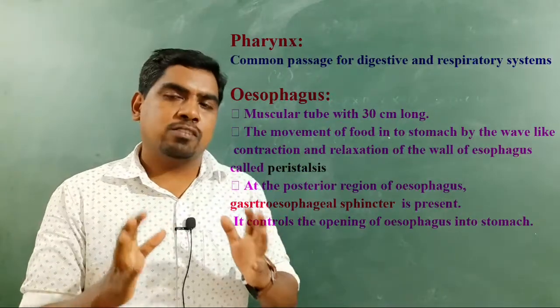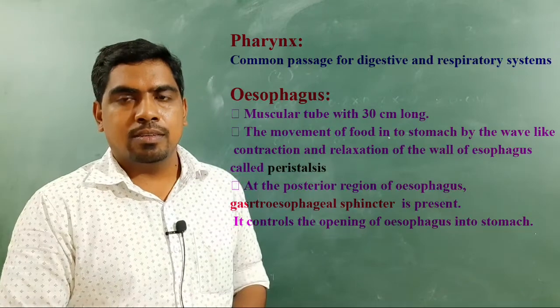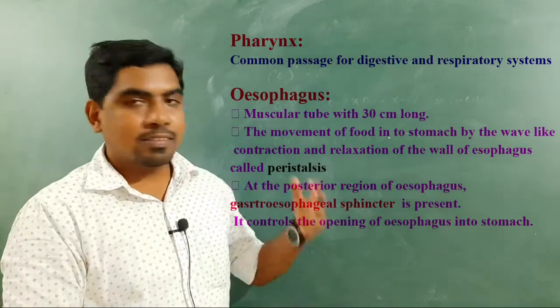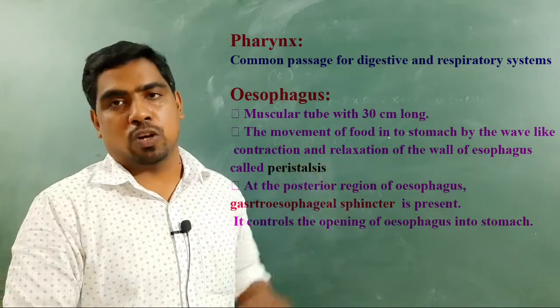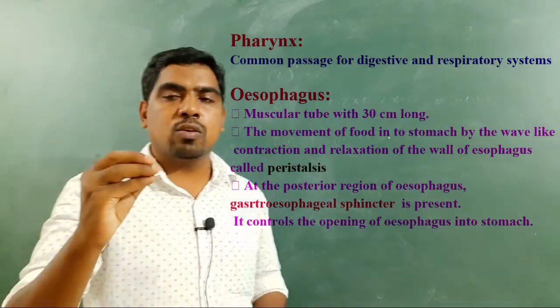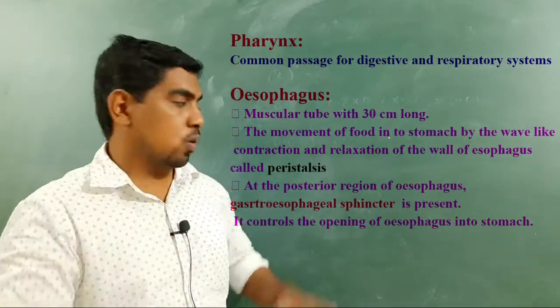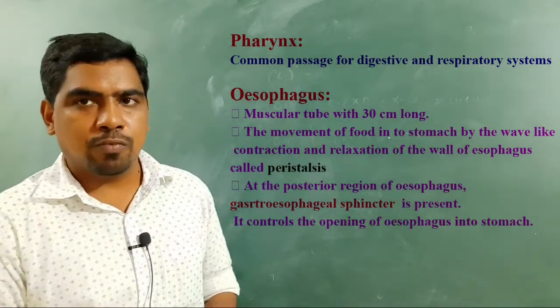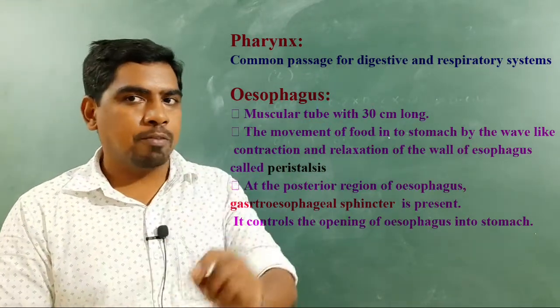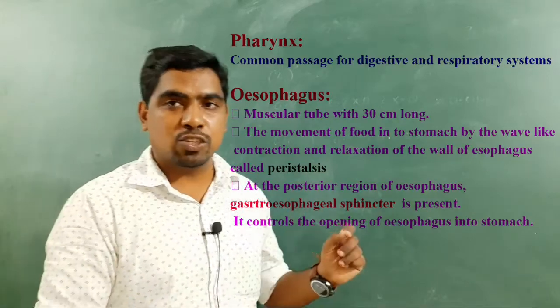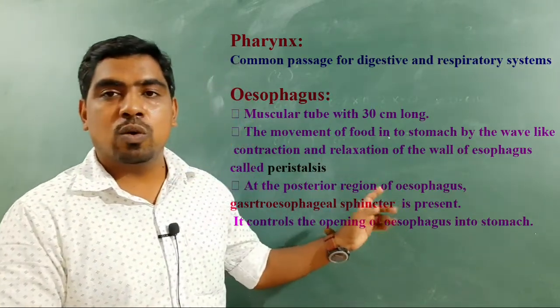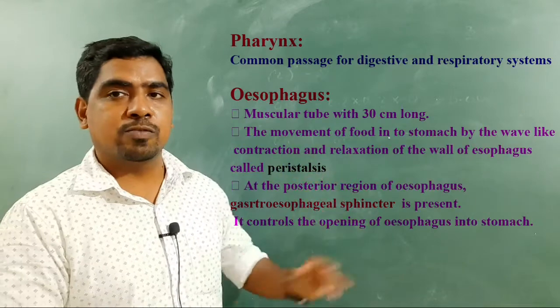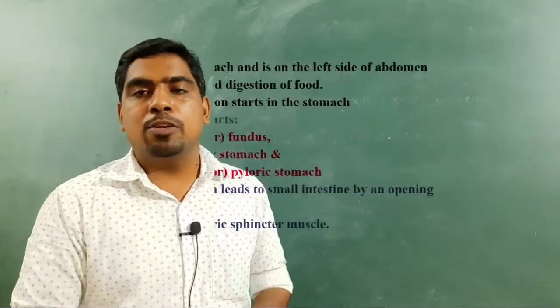Pharynx is a common passage of food and air. Next part is esophagus. Esophagus is 13 centimeters long. The wave-like contraction of the wall of the esophagus is called peristalsis. At the posterior region of esophagus there is a particular type of circular muscle called sphincter, and this sphincter muscle is called gastroesophageal sphincter.